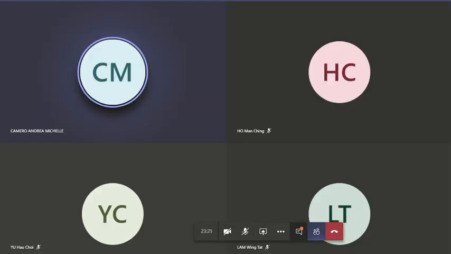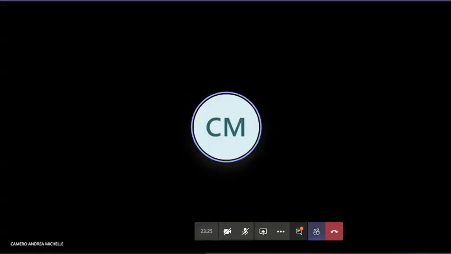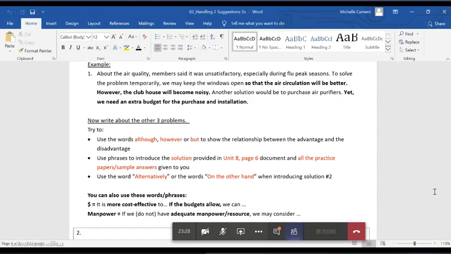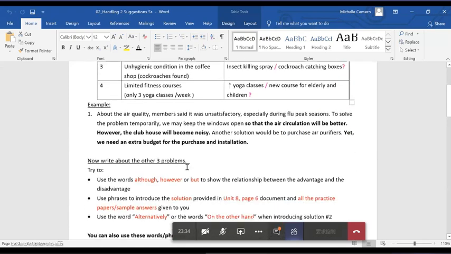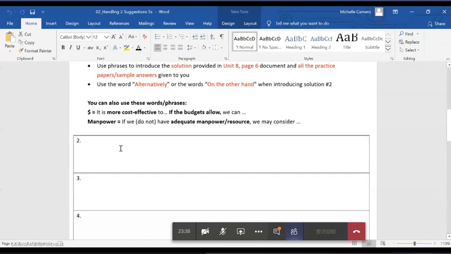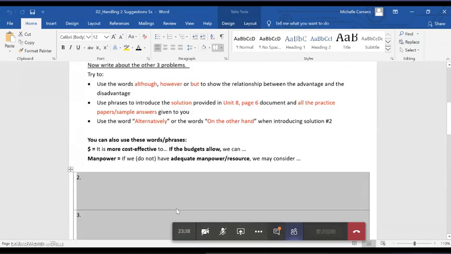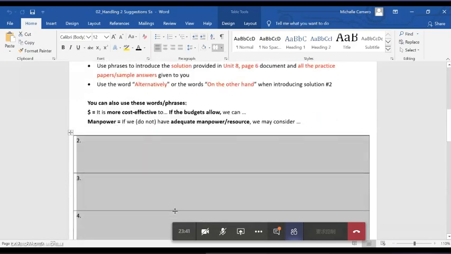Okay, last week sometime, I believe, I sent you a document that looks like this, okay? And at the top it says handling 2 suggestions, and it's talking about how you're going to talk about the 2 suggestions. And then there's a space where you can do some practice and write some sentences and some paragraphs.